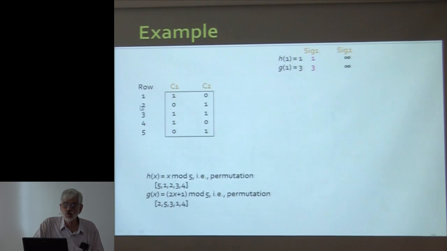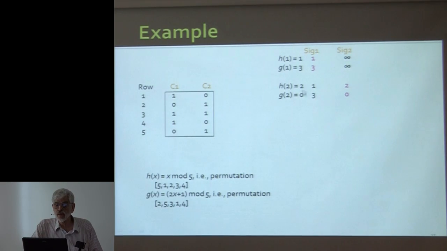Okay, now I'm going to move on to row 2, and here's what I get. These are the hash values, 2 and 0. For row 2, I only have a 1 in column 2, so those two hash values, 2 and 0, get put in the slots for signature 2. Okay, now I go to row 3. Here are the hash values.